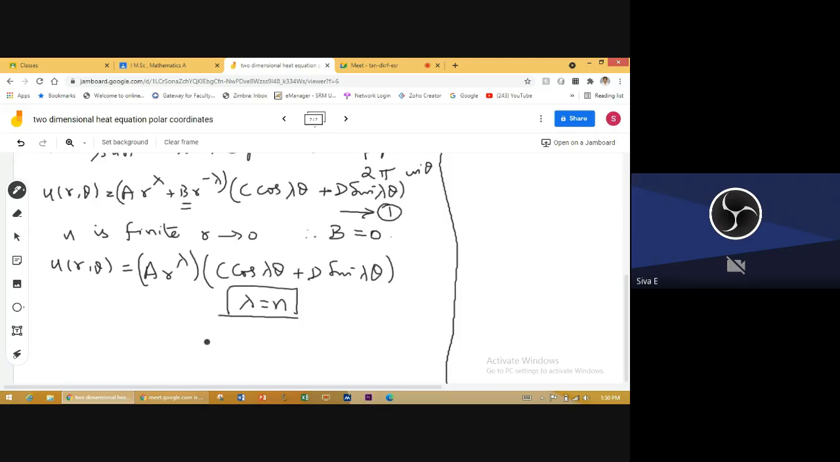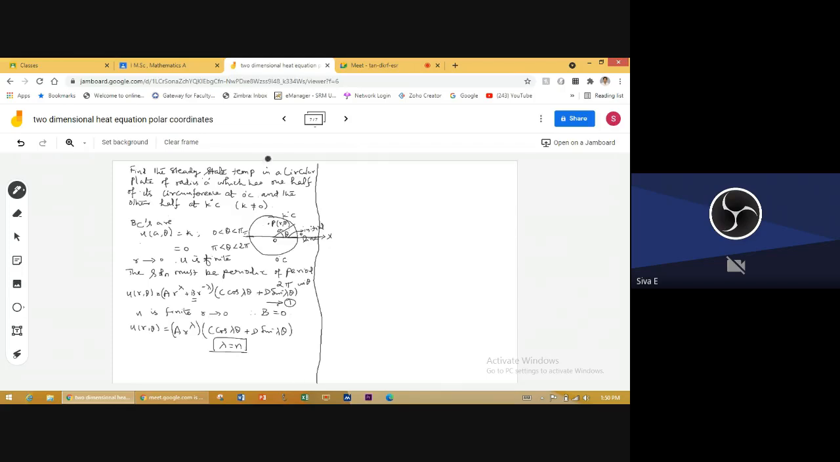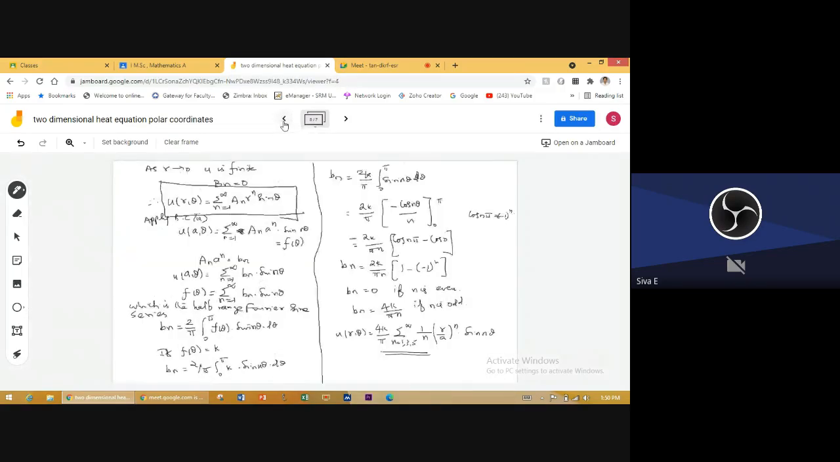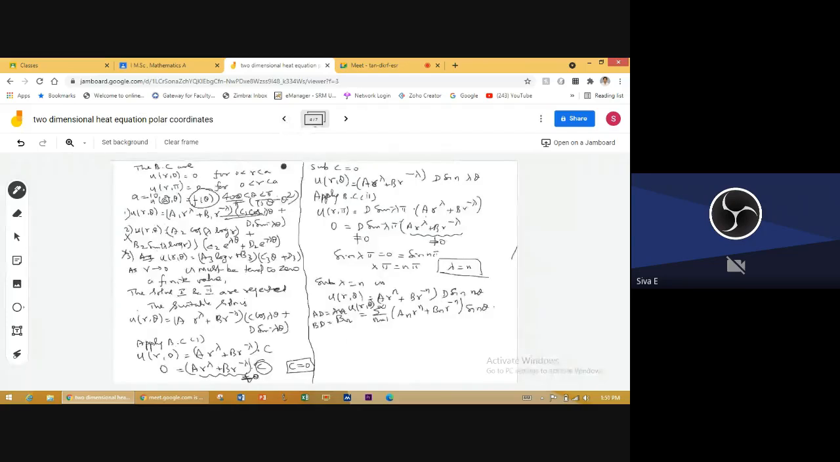lambda equal to n. I have shown that in the first problem. Okay, I'm not doing that for every problem. So in the first problem, already I have done that. When you are applying boundary conditions 1 and 2, you are getting that lambda equal to n.